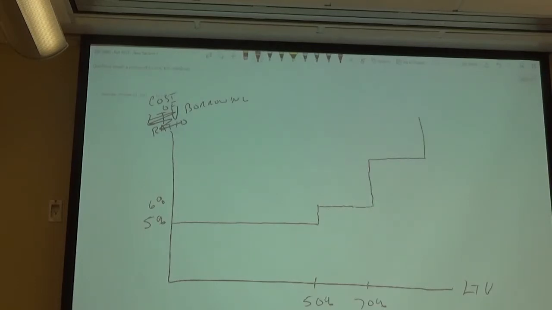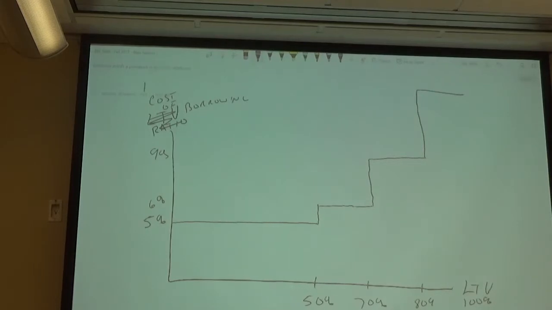And then as you really approach 100%, it goes up even higher. So in other words, let's say that's sort of 70, maybe this is 80% loan to value, and this over here is pretty darn close to 100% loan to value. So while that's maybe 5 or 6, this might be, I don't know, 8 or 9, and this up here might be 15%. Does that make sense?